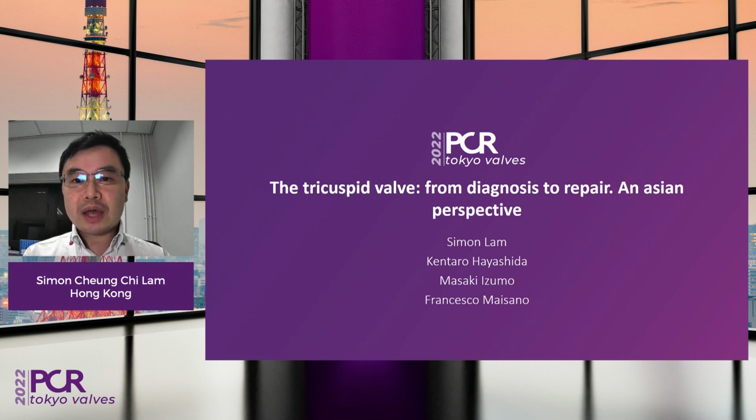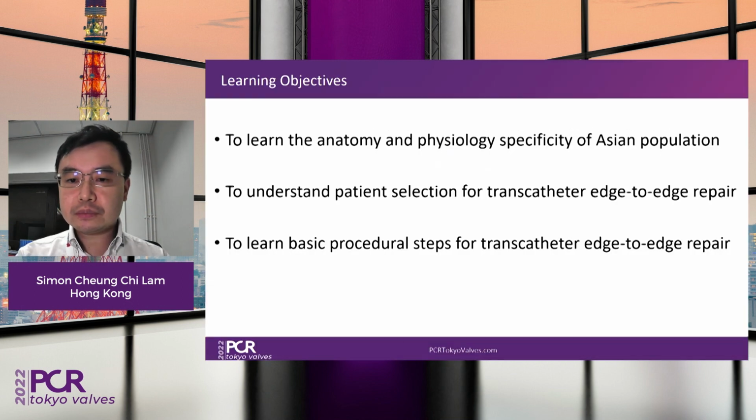Today we have a very interesting topic: tricuspid TEER, from diagnosis to repair, an Asian perspective. The learning objectives of today's webinar: first, to learn the anatomy and physiology, specifically in the Asian population. Second, to understand the patient selection criteria, especially for the imaging aspect for TriClip. Third, to learn the basic procedural steps for transcatheter edge-to-edge repair with TriClip.